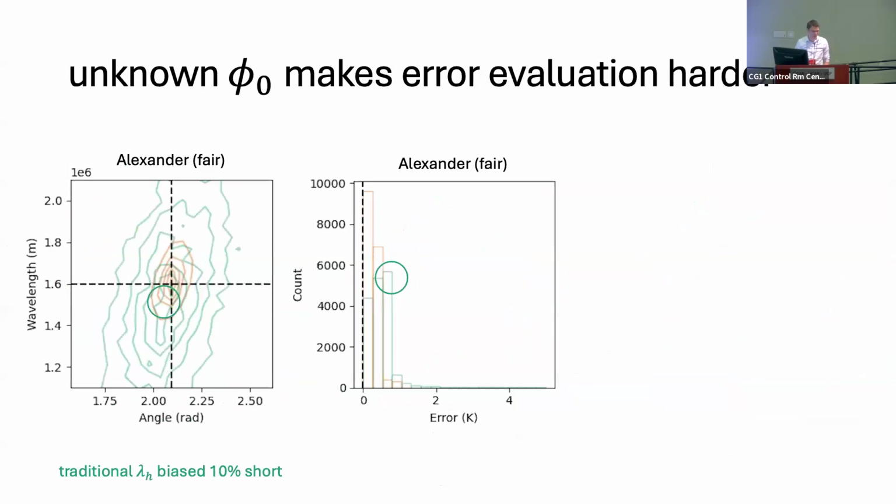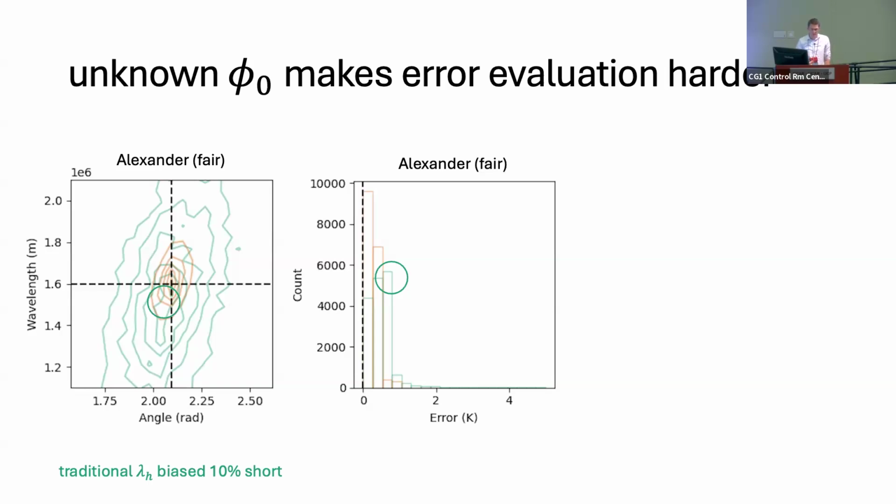Now things look a little bit messier. The errors have increased a little bit. We still have that green traditional method centered close to the crosshair. It's biased a little bit short with a wavelength. But the orange, the expanded approach, is right on for the Alexander collocation requirements.